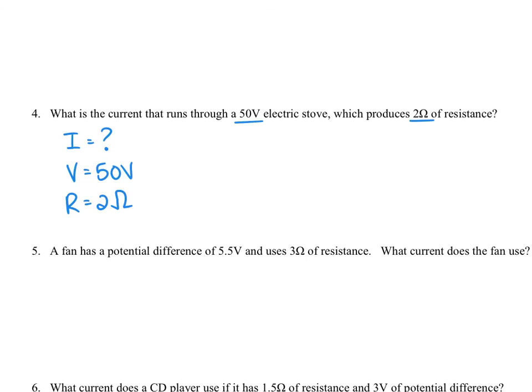This time, I need to use the version of Ohm's law that has current by itself, I on its own. So I equals V divided by R. There's my formula. Now I can plug in my values. Current equals V, which is 50 volts, divided by R, which is 2 ohms. My final answer, current, is 25, and don't forget your units, amps. And that's it.